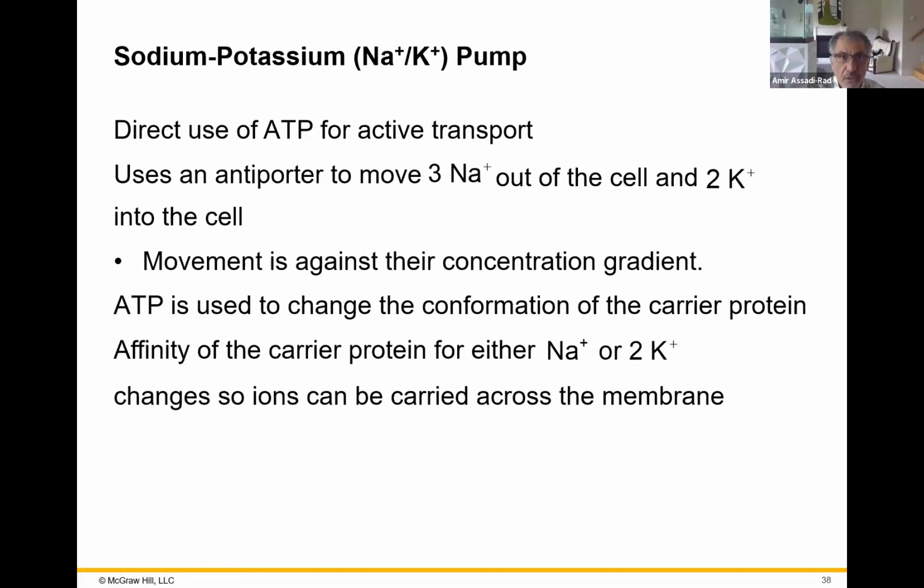Okay, so direct use of ATP for active transport uses an antiporter to move 3 sodium outside of the cell and 2 potassium inside of the cell. Movement is against the concentration gradient. ATP is used to change the conformation of the carrier proteins, so the affinity of the carrier proteins for either sodium or potassium changes, so ions can be moved.